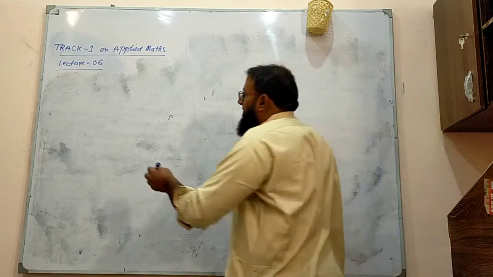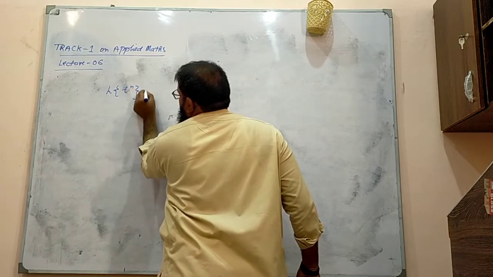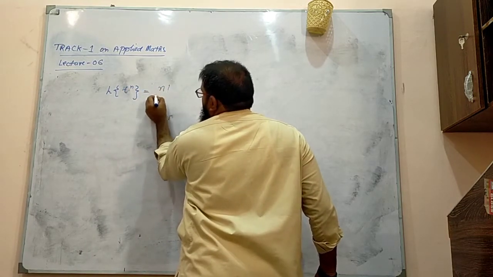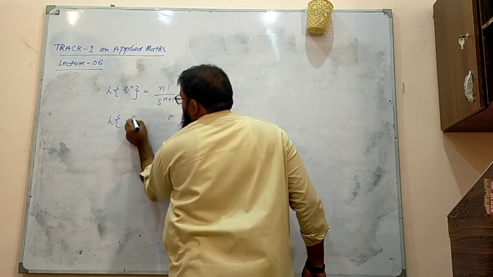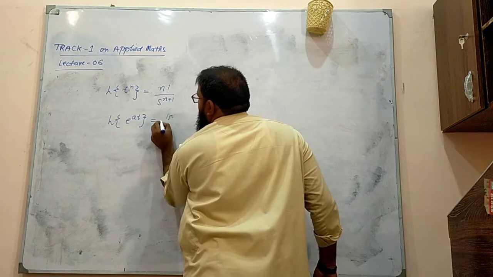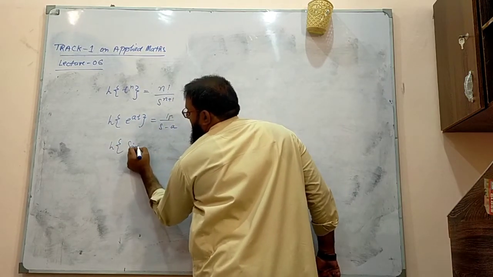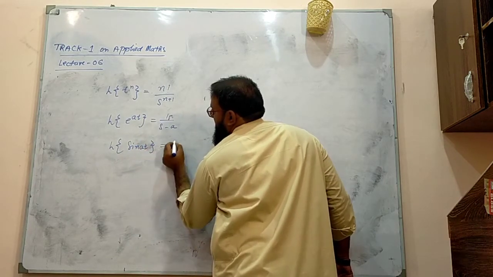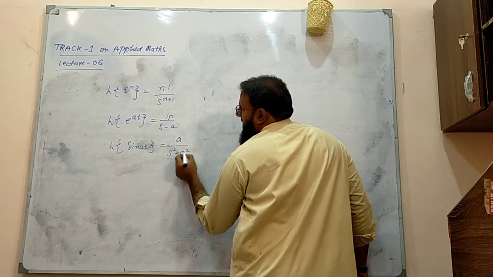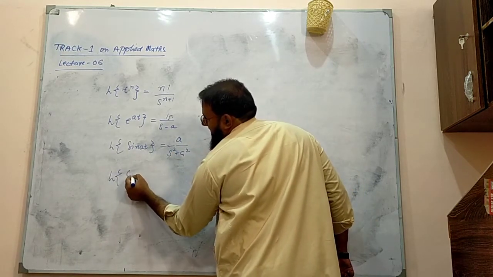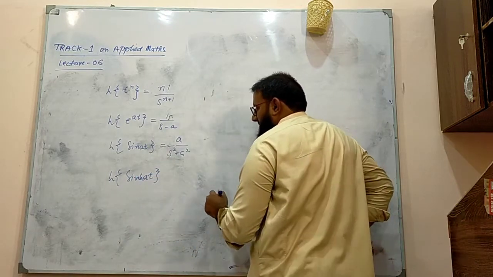So what Laplace transforms we have done so far? Laplace transform of t power n is n factorial divided by s power n plus 1. Laplace transform of e raised to at is 1 over s minus a. Laplace transform of sin at is a over s square plus a square. Laplace transform, let's write sin hyperbolic at, I am not writing cos at, is what?